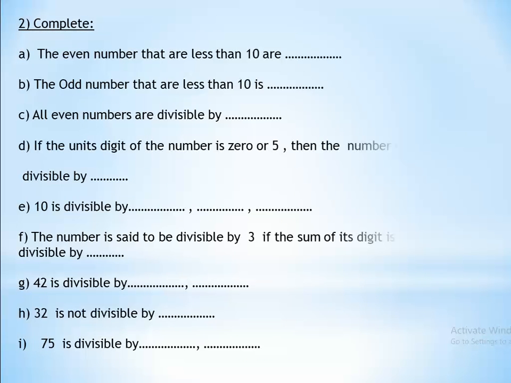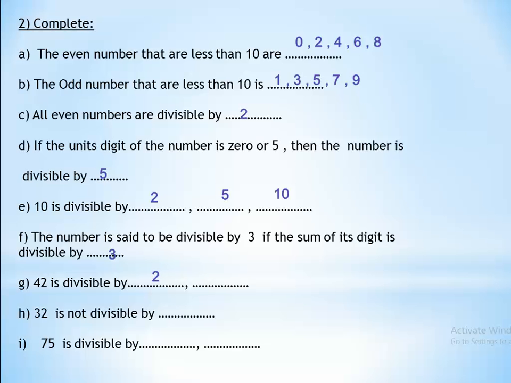Okay, let's complete. The even numbers less than 10: 0, 2, 4, 6 and 8. The odd numbers less than 10, starting with 1 and adding 2 every time: 1, 3, 5, 7, 9. All even numbers are divisible by 2. If the unit digit is 0 or 5, it is divisible by 5. 10 is divisible by 2 and 5 and 10. A number is divisible by 3 if the sum of its digits is divisible by 3.